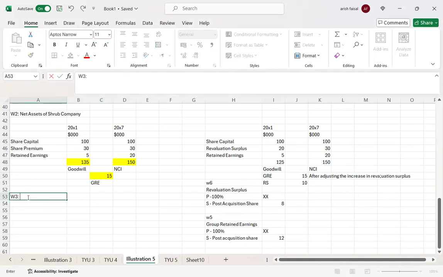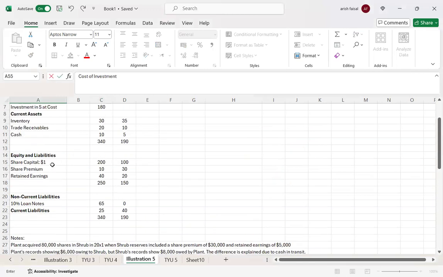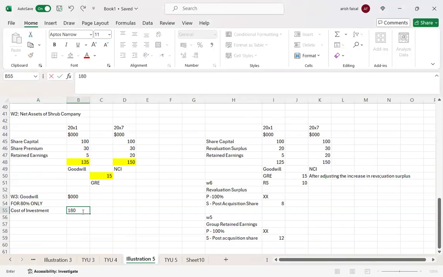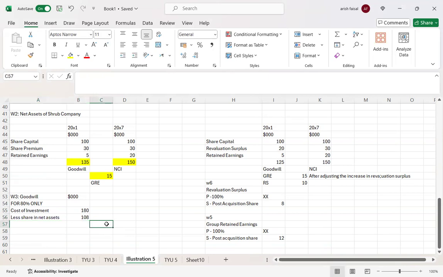So now we can move towards working number 3, where you have to find the goodwill. But in this case, the goodwill is only based on the proportionate method. So I just have to find out the goodwill for 80 percentage only, because it's the proportionate method. We'll take your cost of investment, which is the investment in subsidiary at cost of 180,000, less the share in net assets that we have acquired. So we have acquired 135, and from that 135 we have acquired only 80 percentage of the net assets, so that's 108. The extra that we have paid is 72, and that will be considered our goodwill.